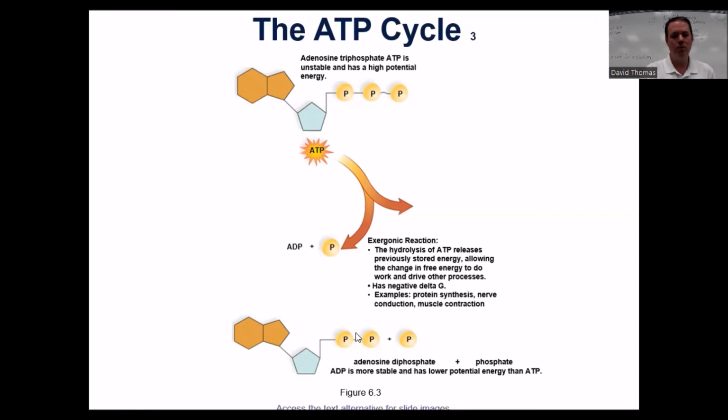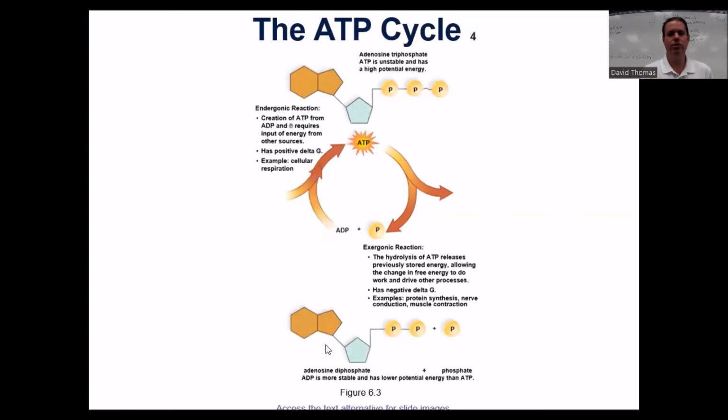Remember, this has lower potential energy. It doesn't mean it doesn't have any energy. This has lower potential energy than the ATP does. Again, you don't want to get rid of this molecule. You want to save it so that you can recharge it, add energy back to it. To do that, you've got to add another phosphate back to it, because remember, this is diphosphate. If you add a phosphate ion back to it, then that strengthens that molecule, and now you've restored the potential energy of ATP.